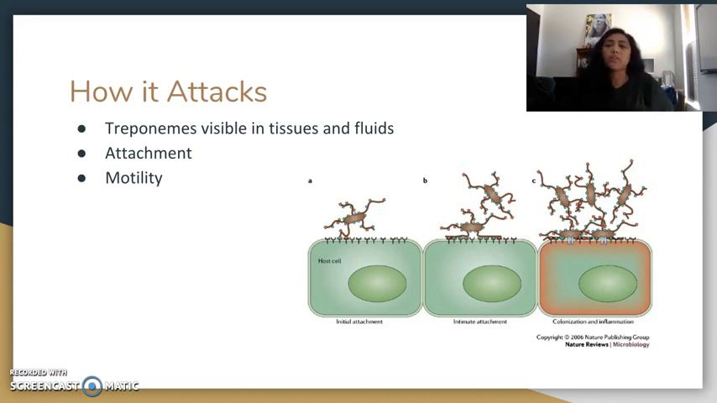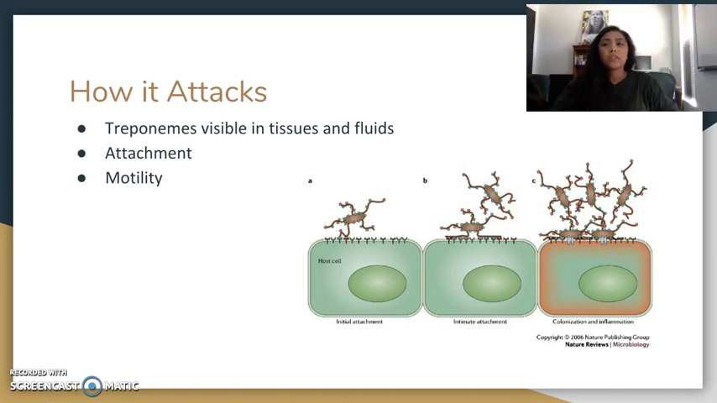So, attachment. This bacteria can attach to cells like epithelial, endothelial, and fibroblast-like cells. There are different theories as to how it attaches. It can attach by the adhesins at its own tips or along the length of the organism.